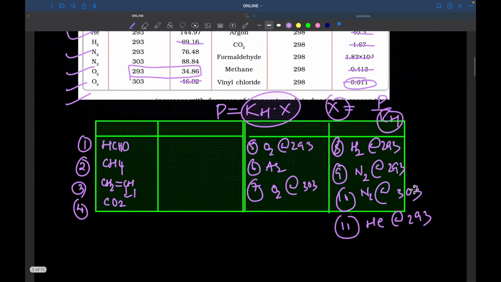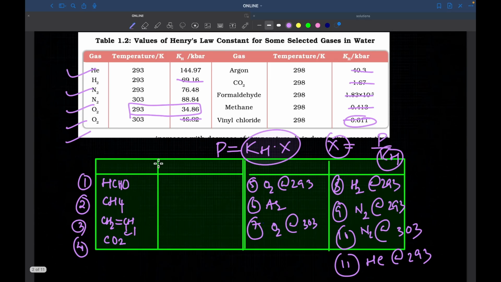Here too you can see the same thing. Helium, nitrogen, hydrogen, oxygen and argon are regular gases, and they are in the last places. CO2 is a gas but can be converted easily. Vinyl chloride, formaldehyde, methane are also gases but easily convertible ones. Here a critical temperature also comes in. The gases with the highest critical temperature are easy to convert into liquid state, so their solubility is highest.